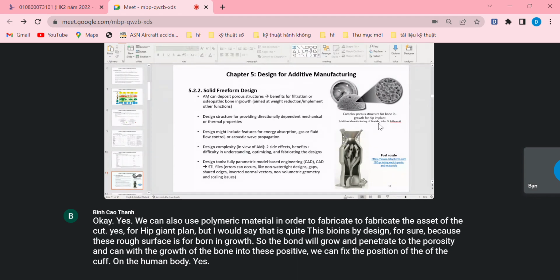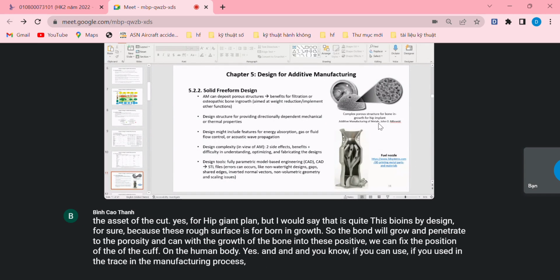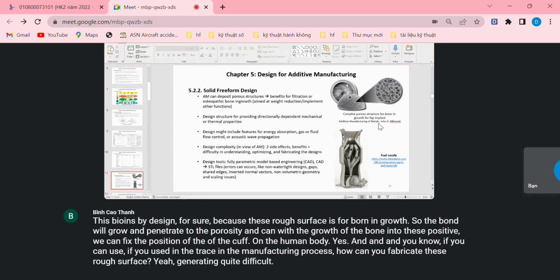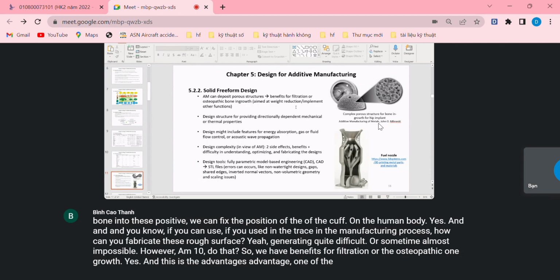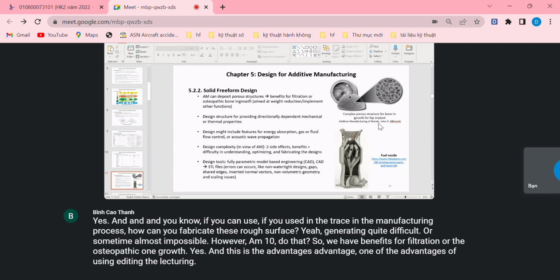And if you use traditional manufacturing processes, how can you fabricate this rough surface? Generally speaking, it is quite difficult, or sometimes almost impossible. However, AM can do that. So we have benefits for filtration or osteogenic bone growth, and this is one of the advantages of using additive manufacturing. So we can take advantage.